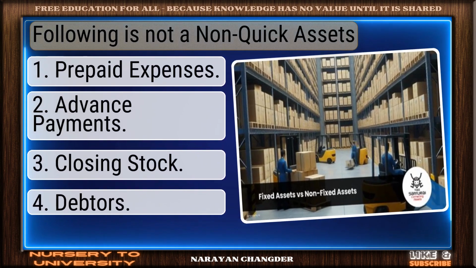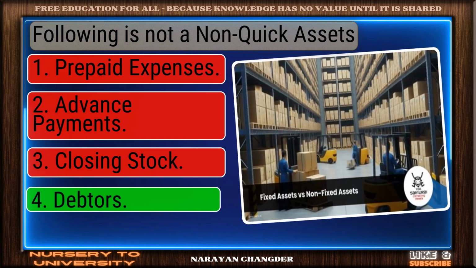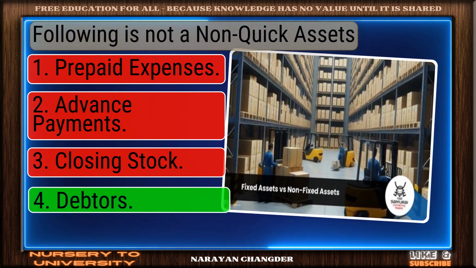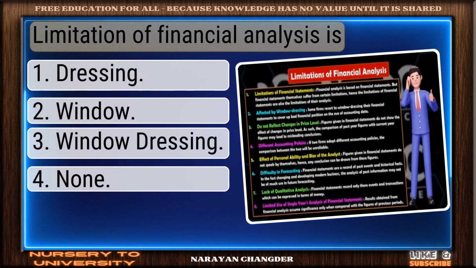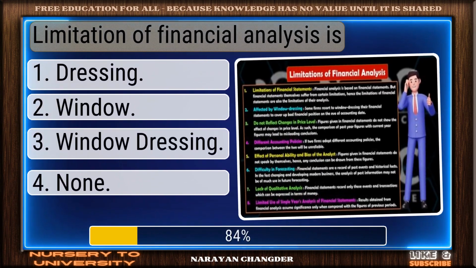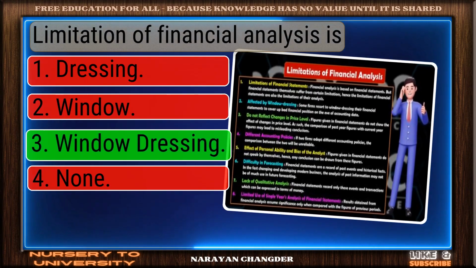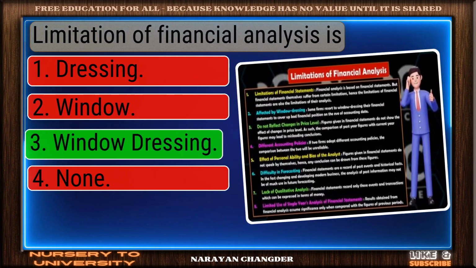Following is not a non-quick asset. Smart pick. Debtors is the correct choice. Limitation of financial analysis is. Exactly. Window dressing makes sense, and it is the right choice.